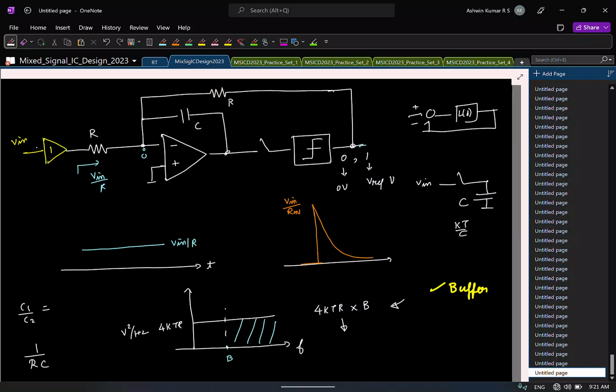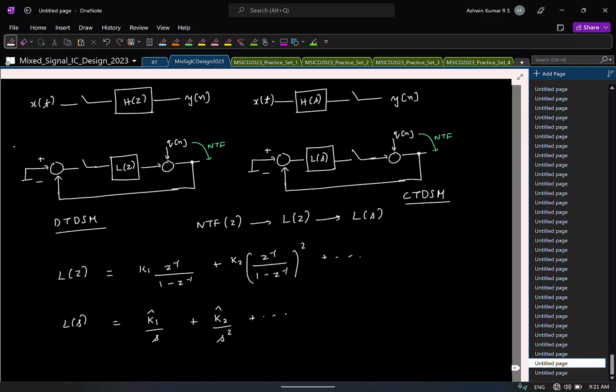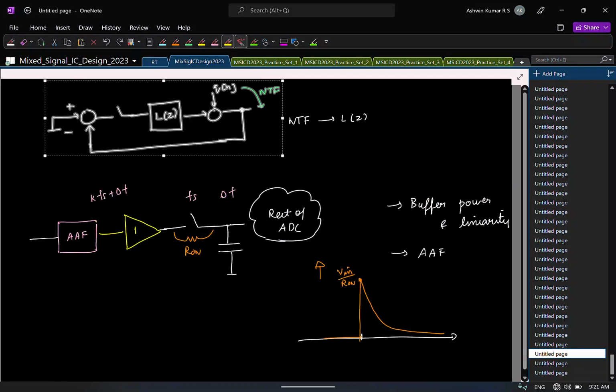The second thing that is of benefit to us is this. Again, we only looked at two issues here. One is buffer, one is anti-aliasing. Looks like this problem is solved. Let's see if at all we get any benefit here.